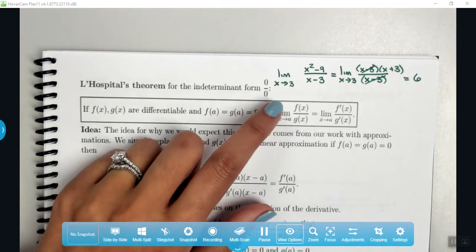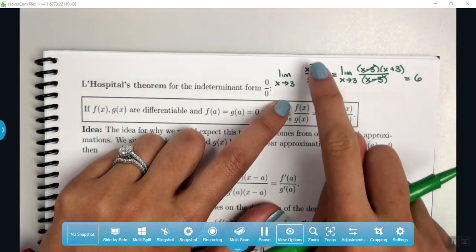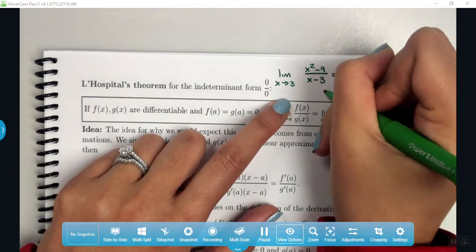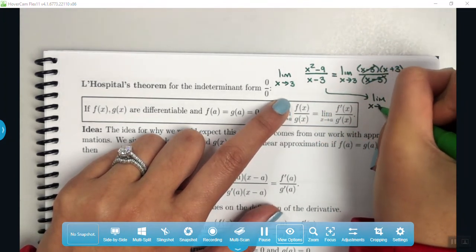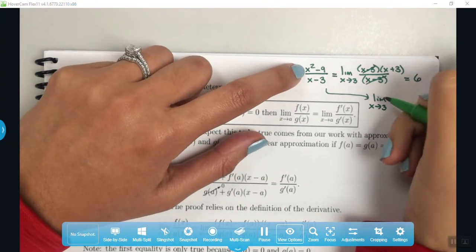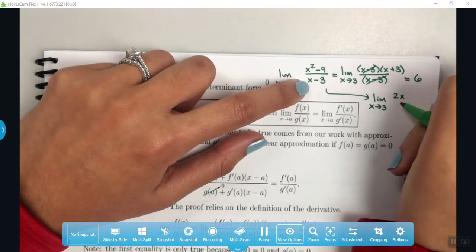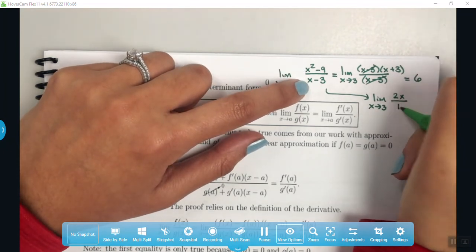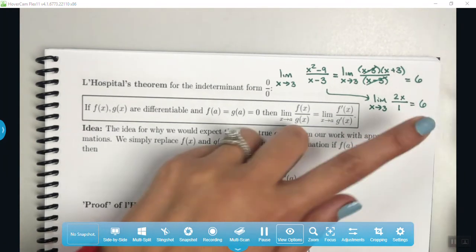By L'Hopital's, what L'Hopital says is, if you get 0 over 0, then I can go here and I go limit as x goes to 3. What's the derivative of x squared minus 9? 2x. What's the derivative of x minus 3? Just 1. And then if I plug 3 in, what's 2 times 3? 6. You get the same answer.